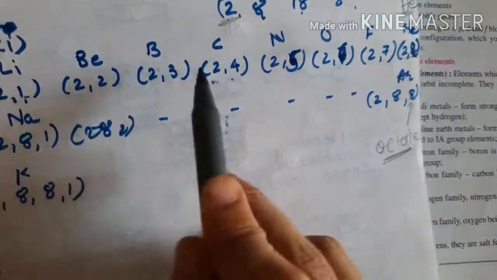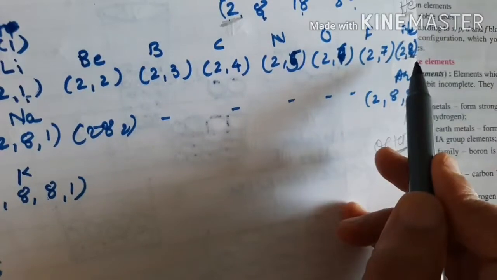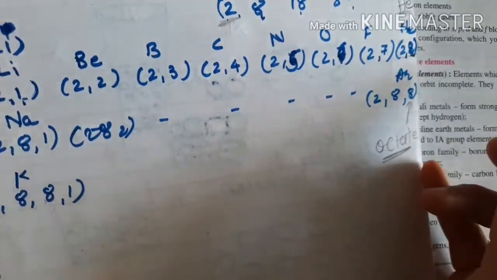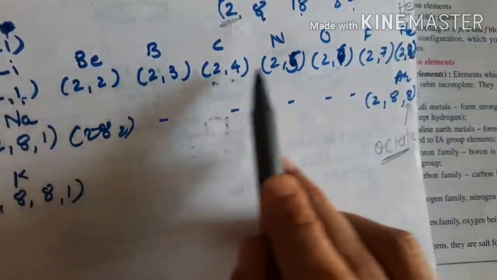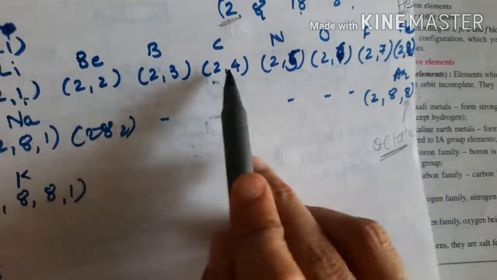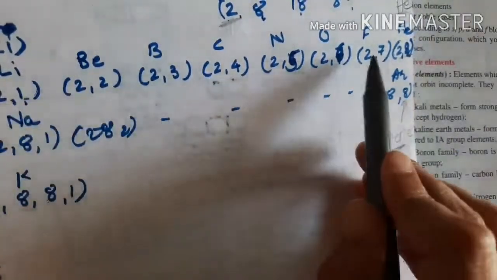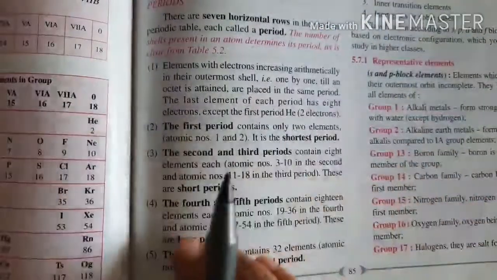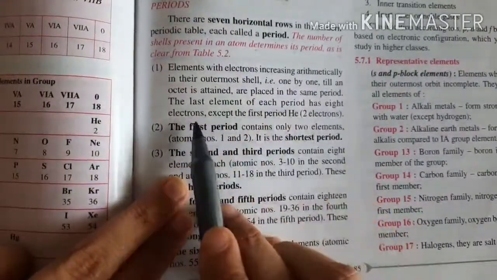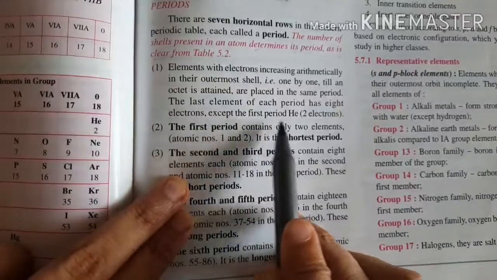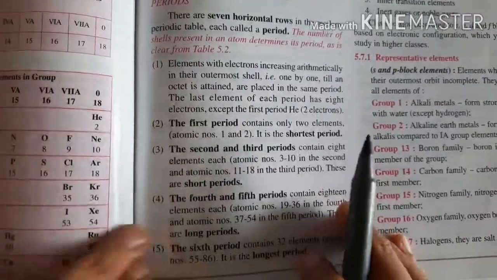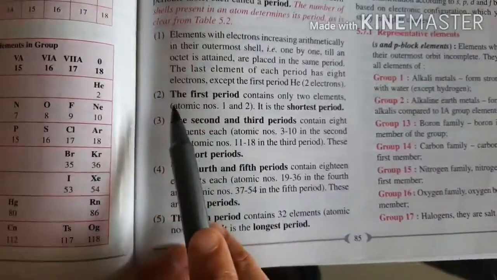So the electrons are increasing 1 by 1, till the last element has 8 electrons, which means the octet is completed. Here the number of shells remains the same, but the number of electrons increases 1 by 1 throughout the period. So the last element of each period has 8 electrons except the first period, helium, which has 2, as I told you before. Okay, that you understand.